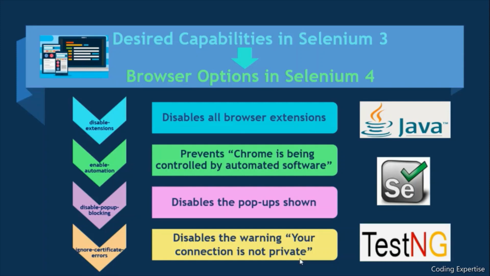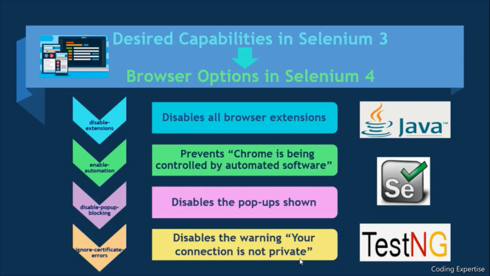In today's session, we are going to talk about browser options in detail. Selenium 4 has completely replaced the desired capabilities with browser options. If you are still using the desired capabilities in your automation projects, please go ahead and update them with the browser options. Desired capabilities are completely deprecated. Many of us are still not aware of it, so have them updated at the earliest.